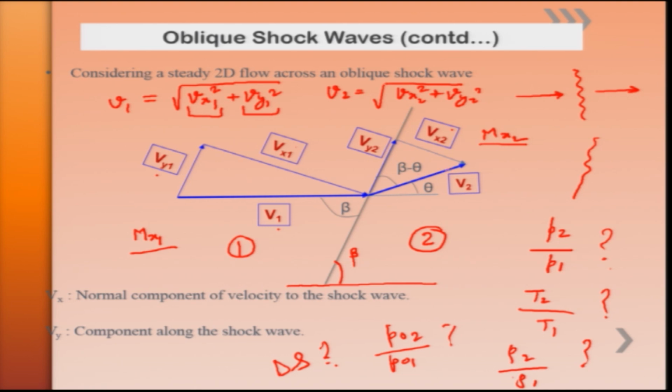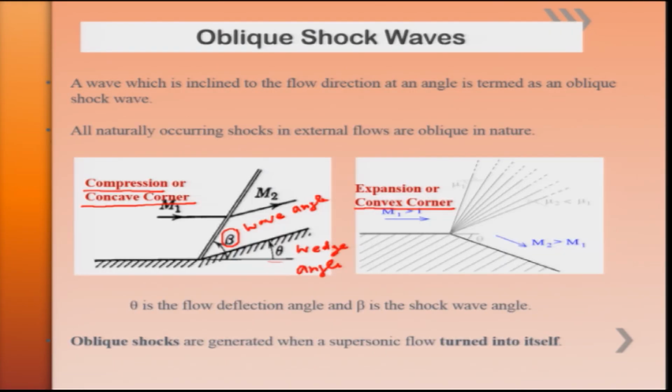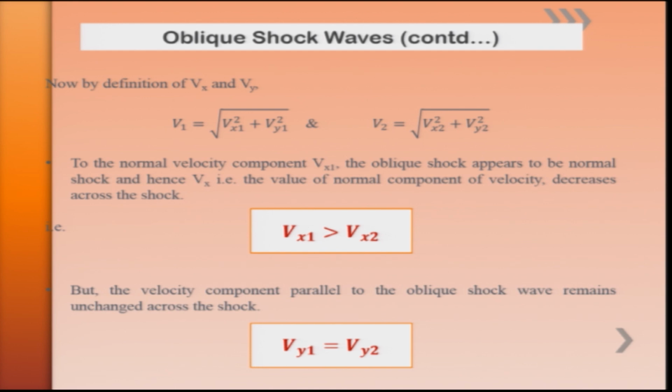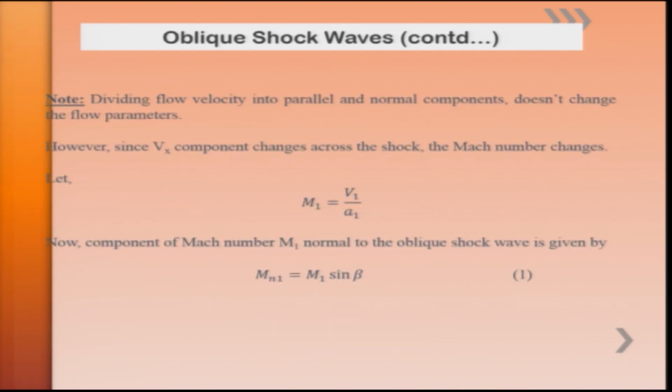Since the flow will always be parallel to the surface, if the surface is turning into itself, that is, the flow encounters a concave corner where oblique shocks are generated like the previous case, then if beta is the wave angle, and M1 and M2 are the upstream and downstream Mach numbers, by resolving these components we can get the normal component as M1 sin beta, because Vx1 is nothing but V1 times sin beta. From trigonometry we can resolve this.